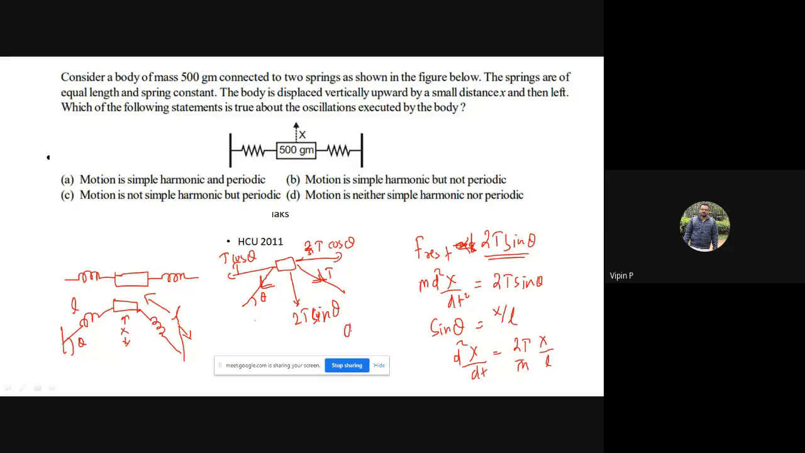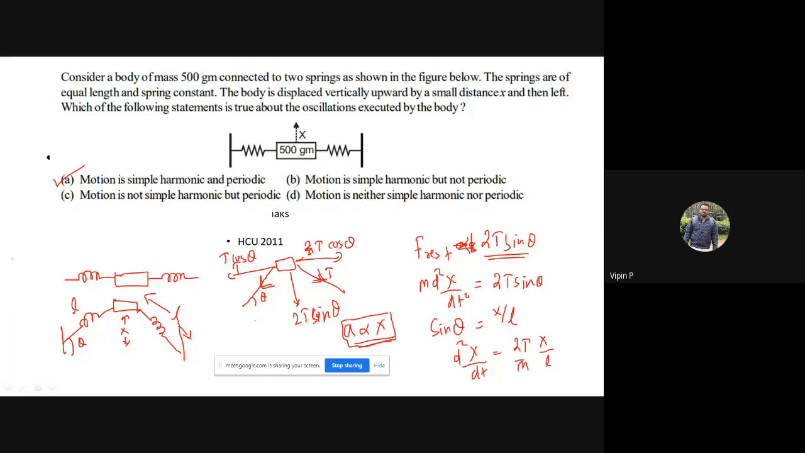Now you see that acceleration is directly proportional to x. And we know that if acceleration is directly proportional to the displacement, it's a typical nature of simple harmonic oscillation. And if it is simple harmonic, it's going to be periodic as well, which means that answer A is the correct answer. So it's going to be simple harmonic as well as periodic.